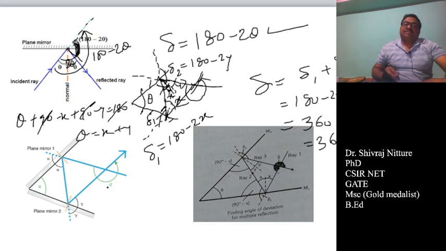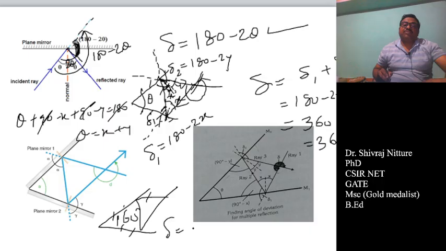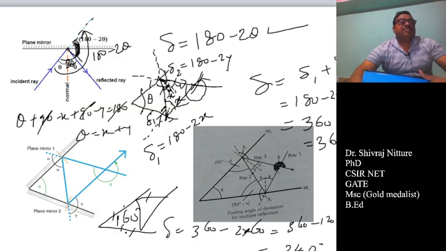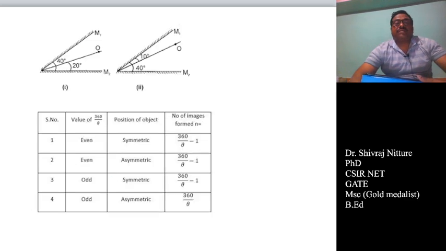This is for understanding purposes. In your exam, what we do, if there are 2 mirrors like this, and if this angle is 60 degrees, what is the deviation? What you do? 360 minus 2 into 60. That is 360 minus 120, that is 240 degrees. This is the angle of deviation. Friends, if you have any doubts, you can ask me. Understood? So go for the next slide.